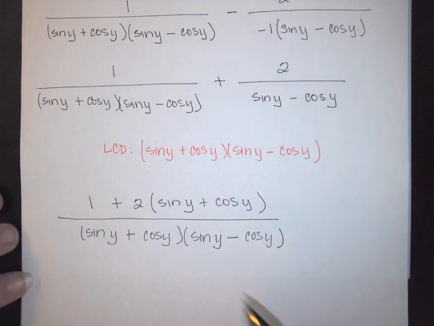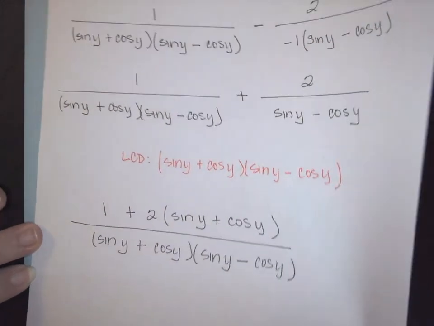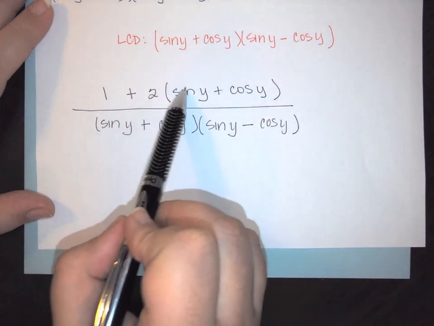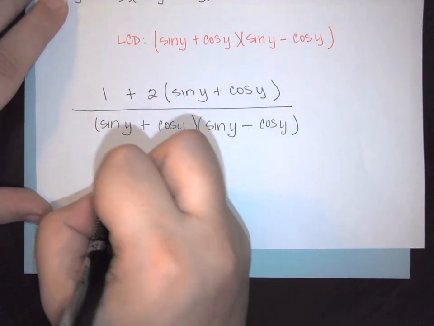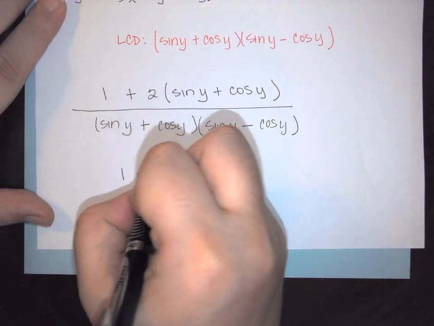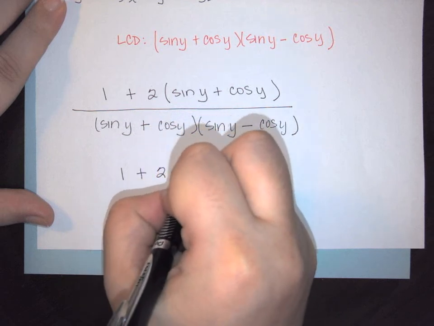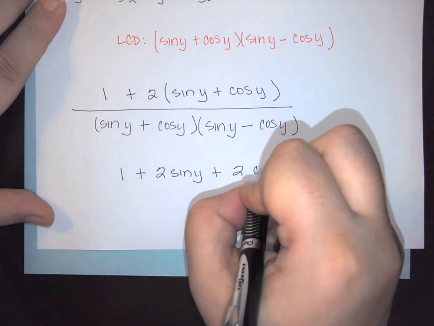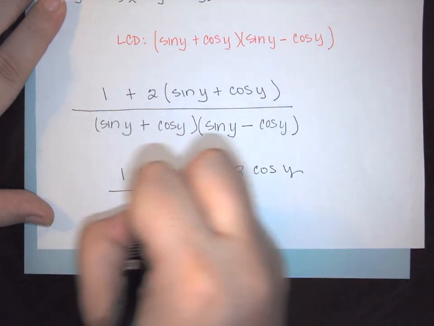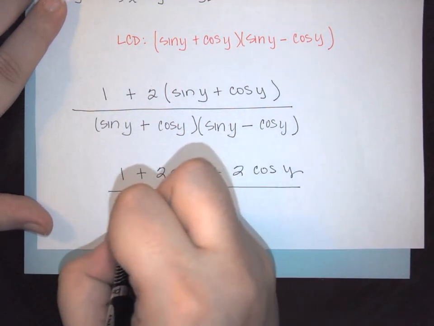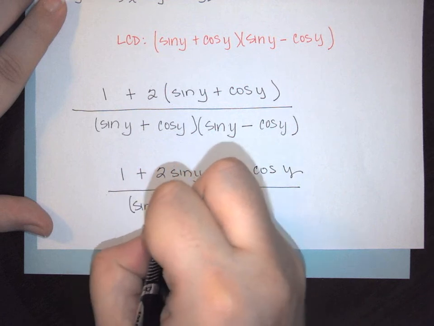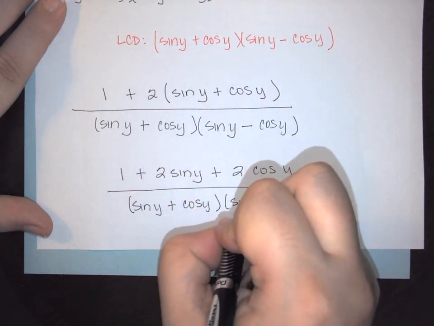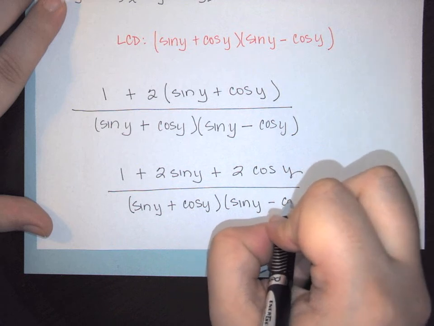And in this case, there really isn't a whole lot more that can be done. The only thing that could be done is we can distribute this 2 through, thus making it 1 plus 2 sine of y plus 2 cosine of y all over that common denominator, sine of y plus the cosine of y times the sine of y minus the cosine of y.